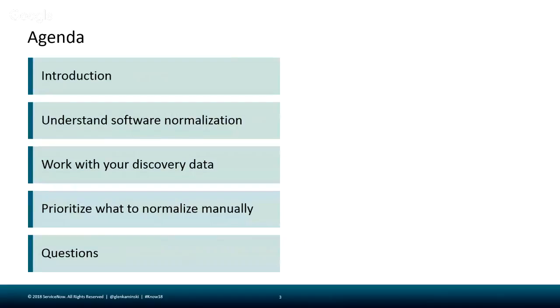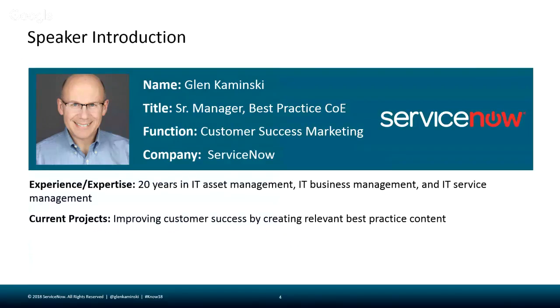So our agenda today, we've pretty much covered the introduction. We'll then really look at three aspects of software normalization. We'll understand the key concepts and why it's important. We'll take a look at working with the discovery data that you currently have, and we'll make some recommendations around that. We'll then take a look at prioritizing how to handle manual normalization tasks, and we'll walk you through how to assess what the right order of tasks are for you, and then we'll make sure that we have some time for questions.